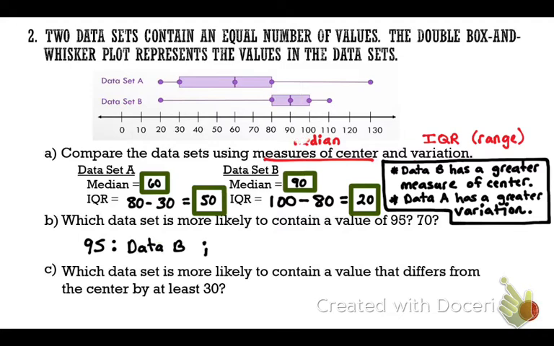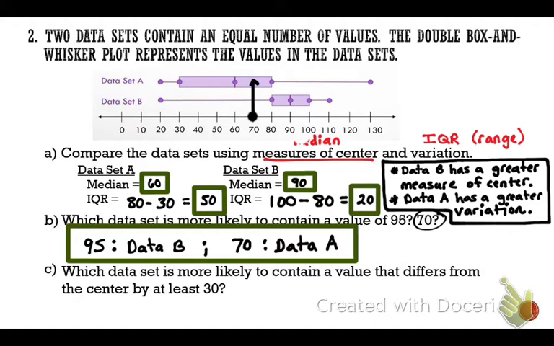Okay, now it asks us to compare one more thing. Looking at problem B, it says, what about the number 70? If I was to look on my number line and I see the number 70 right there, which box would the 70 land in? Data set A. Look, it goes straight up and lands in that box. So you are most likely going to find a 70 in data set A.